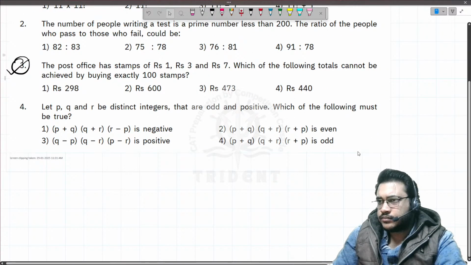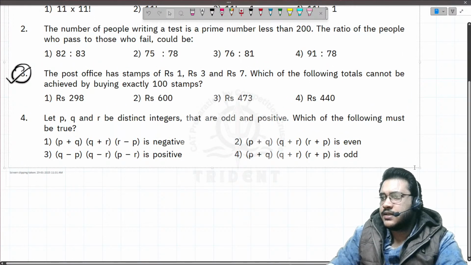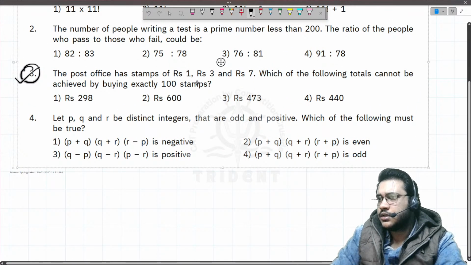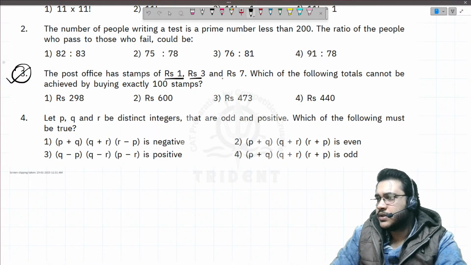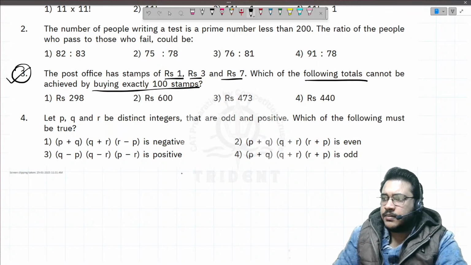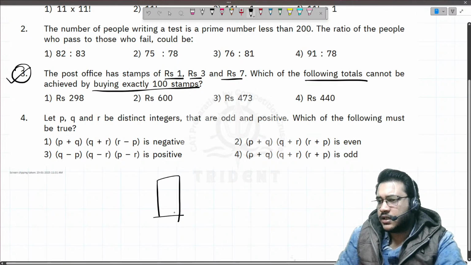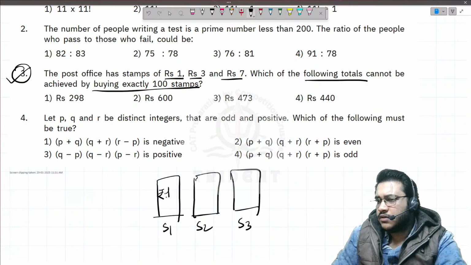In this question, typically what they are saying is that there is a post office that has stamps of different denominations, which means 1 rupee stamp, 3 rupee stamp, 7 rupee stamp. Now they're asking a simple question: which of the following totals cannot be achieved by buying exactly 100 stamps? So if there are different types of stamps, I can call it stamp of type 1, stamp of type 2, stamp of type 3, and obviously these are 1 rupee, 3 rupee, and 7 rupee.